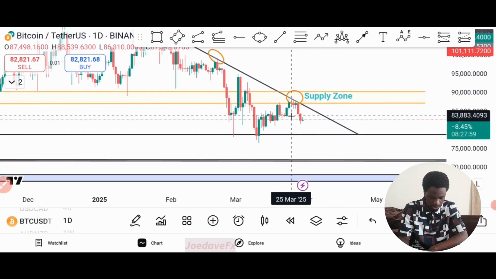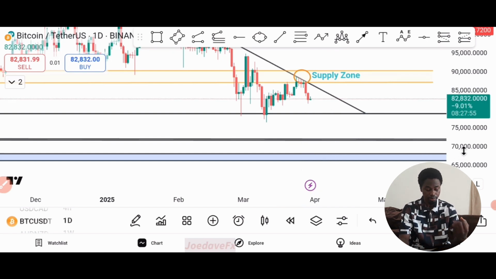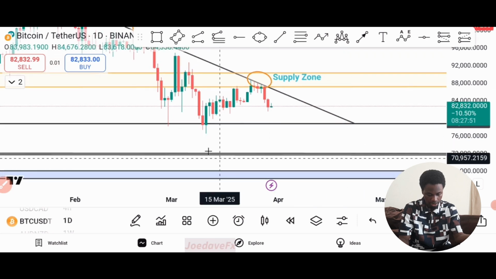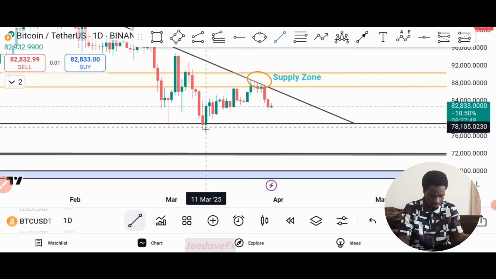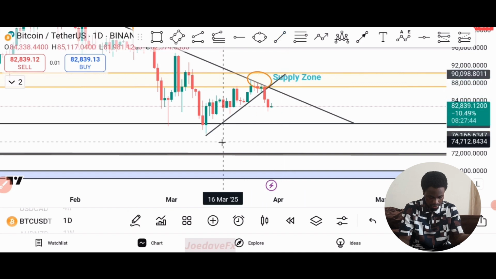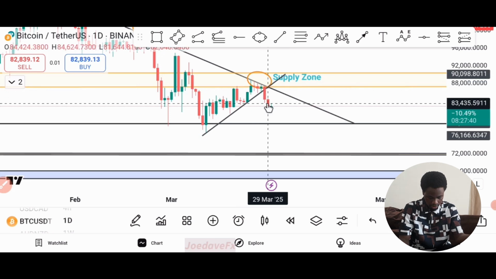So we can see right there on our supply zone, and when there's supply it means price should drop, so we should expect Bitcoin to fall lower, right? And right about here, if I try to map out from this area here, we can see a counter trend line being broken right about there, right? So we can see this was the previous week.